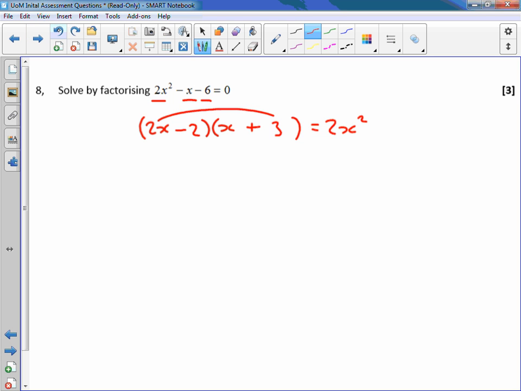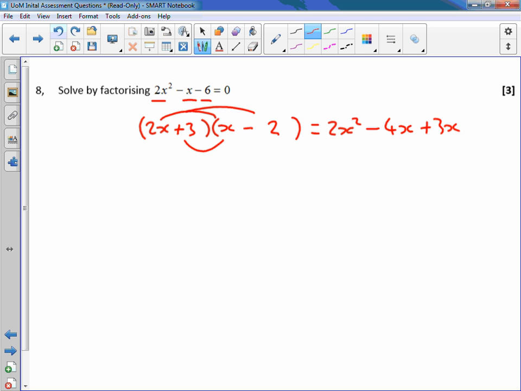So we're going to have to try something else, aren't we? 2x squared. What else could it possibly be? Let's try minus 2 and plus 3. Let's see if we've got it right this time. So we've got 2x times x gives us our 2x squared. That's already done. 2x times minus 2 is minus 4x. Ooh, well, it's negative. That's a good start. 3 times x. Hello. Looks like we're there.